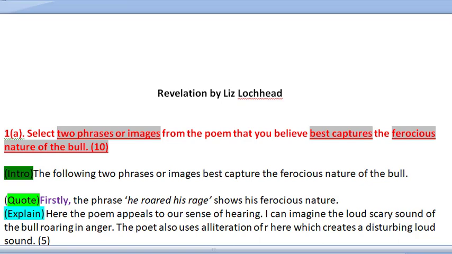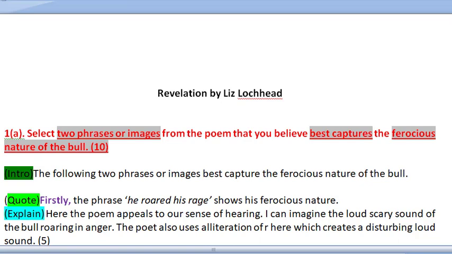Today we're going to look at how to answer a Leaving Cert poetry question and get maximum marks. And this strategy can be applied to any poetry question going forward. So the poem we're going to use today is Revelation by Liz Lochhead. I'm going to give you a formula that you can apply to answering any poetry question.